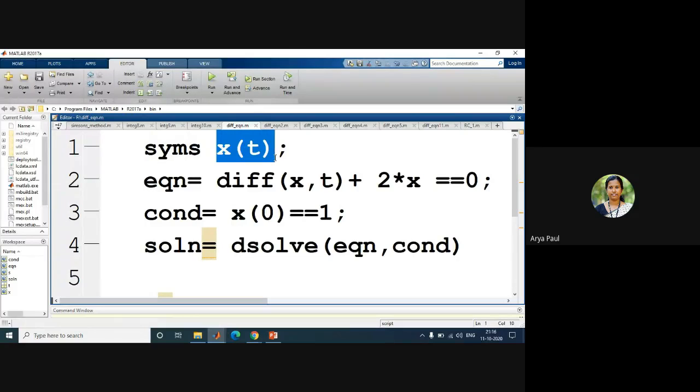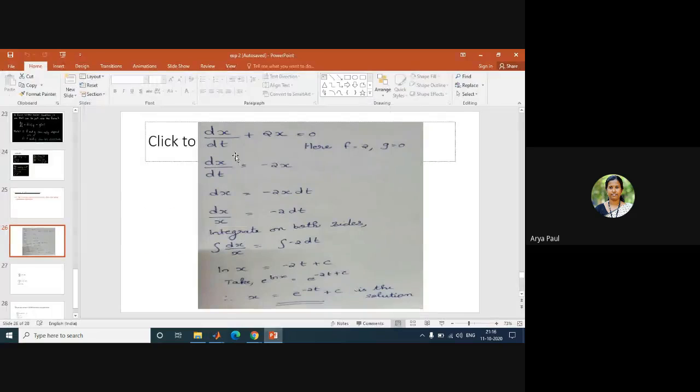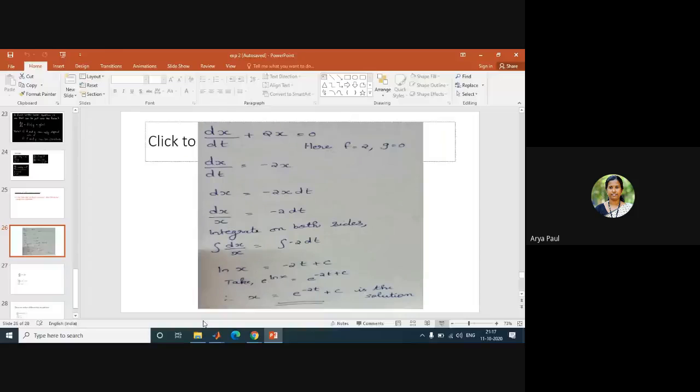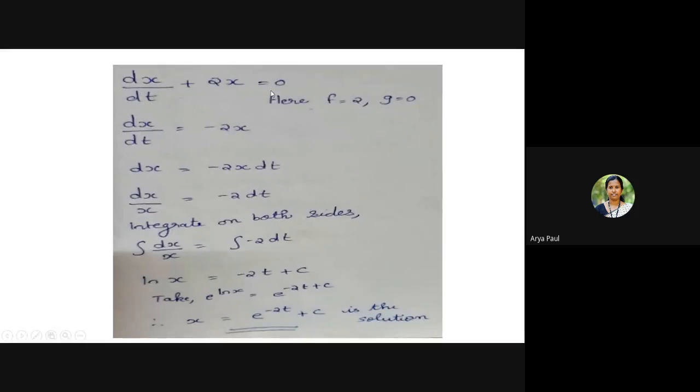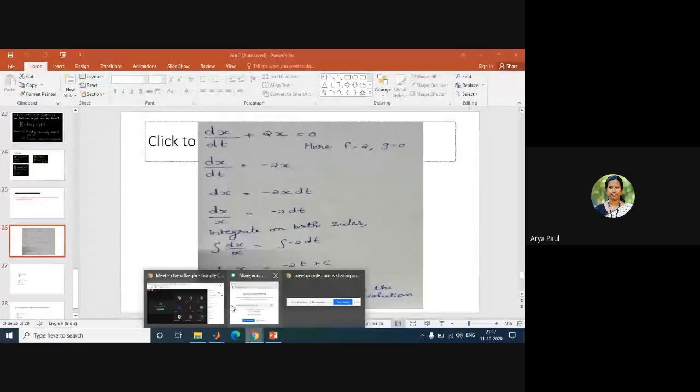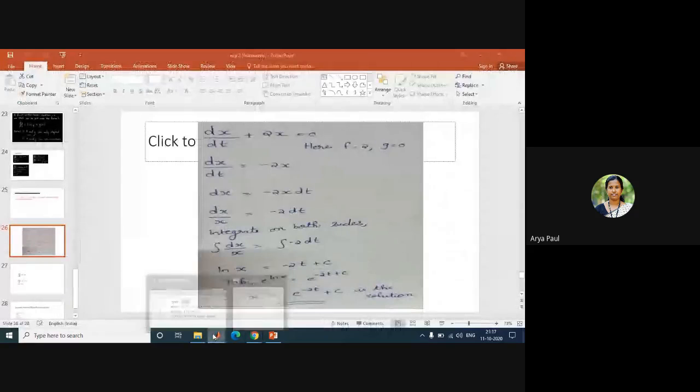X of t is actually x is a function of t, because we are going to do this particular example. dx by dt plus 2x is equal to 0. Here x is a function of t, and ultimately we are going to find the solution x, isn't it? So dx by dt plus 2x is equal to 0. That is the equation, and you need to implement that equation. So how can you do that?